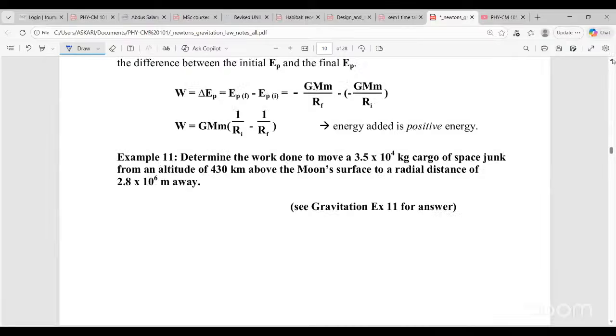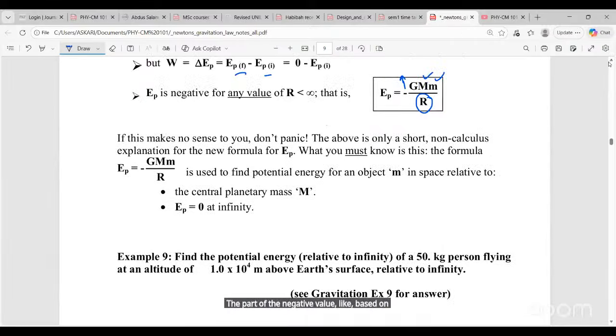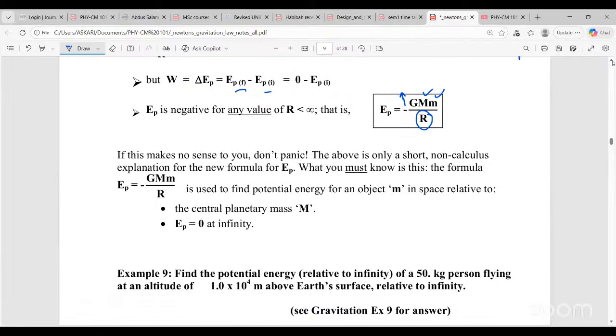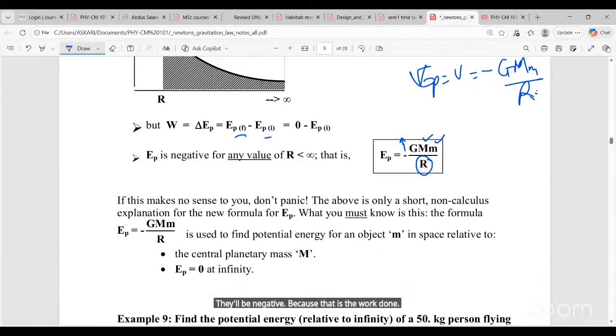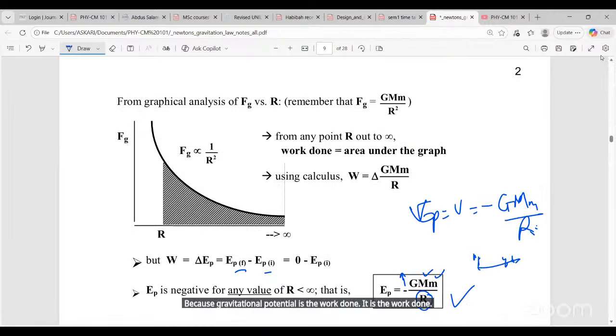Yes, the part of the negative value, based on the knowledge I had of gravitational potential before, I didn't know that there was supposed to be a negative introduced. So that part is not really clear to me. There will be a negative because that is the work done against gravity in moving a mass from one location to another location. Gravity exists, you are trying to move against gravity. I hope it's clear, under potential, not under force. Because gravitational potential is the work done. Okay, so thank you, sir.